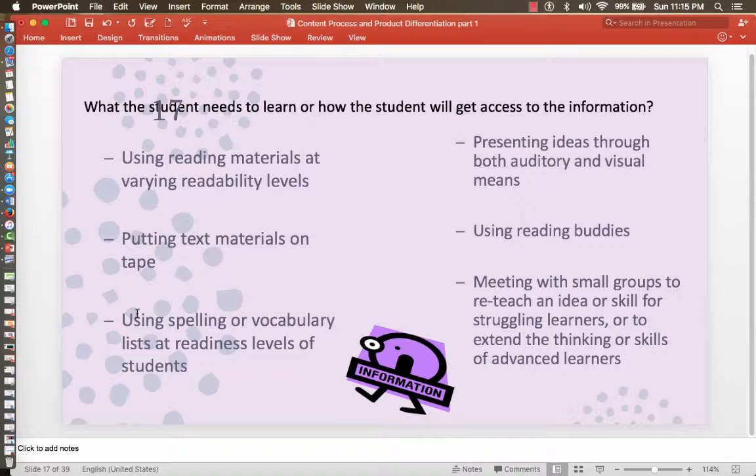Using reading buddies and meeting with your students in small groups to give them short kind of lecture bursts so that you can keep them going until you get to the next section.